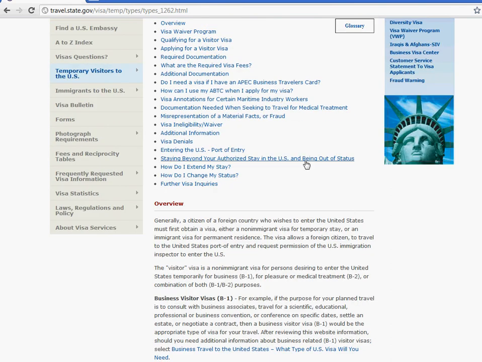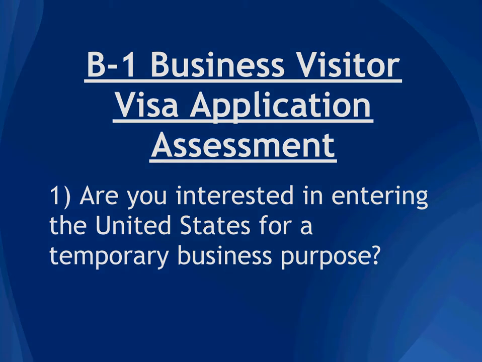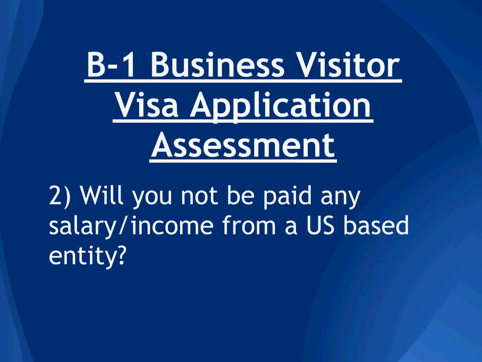So let's go back to the assessment and go to the next question, which is, will you not be paid any salary or income from a United States-based entity? So remember, you cannot be paid a salary or income. It's pretty simple. It's self-explanatory. No W-2s, no working on a 1099. You're not going to be paid anything from a U.S. source. If you're doing labor in the United States, that's a no-no. That is not an acceptable purpose for a B1 business visitor visa. So that's one way to tell if you're within the bounds of the visa, that you're not being paid.